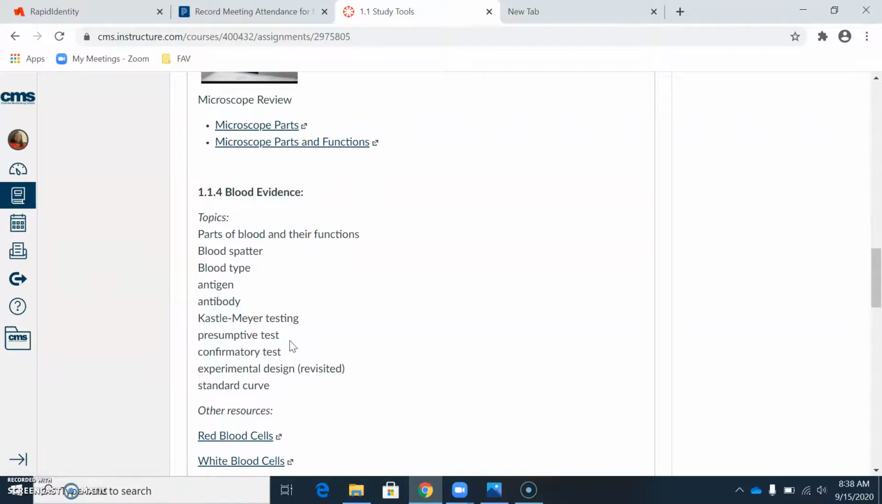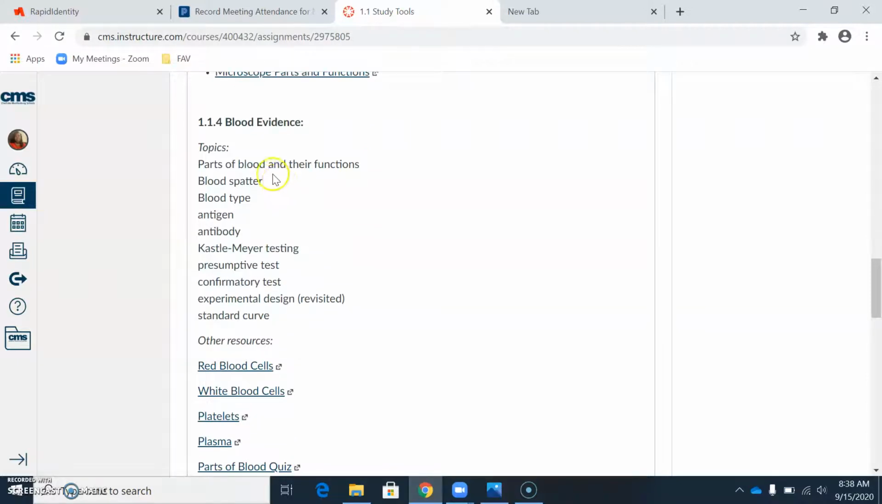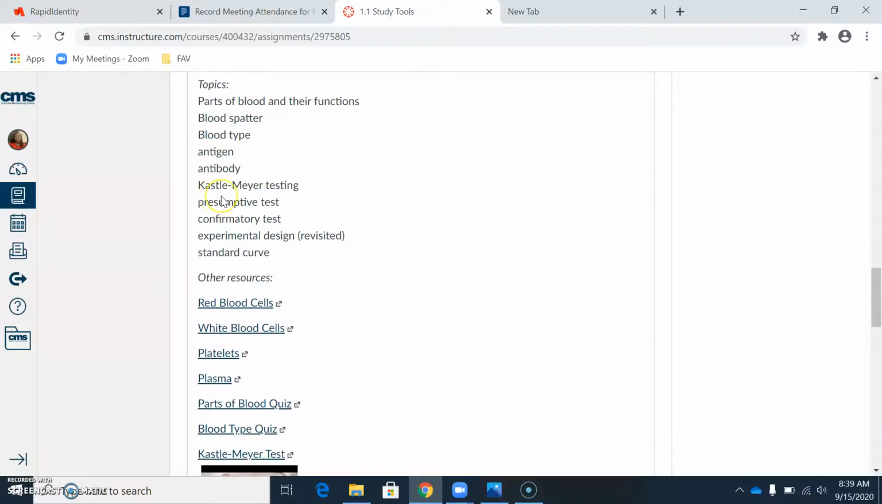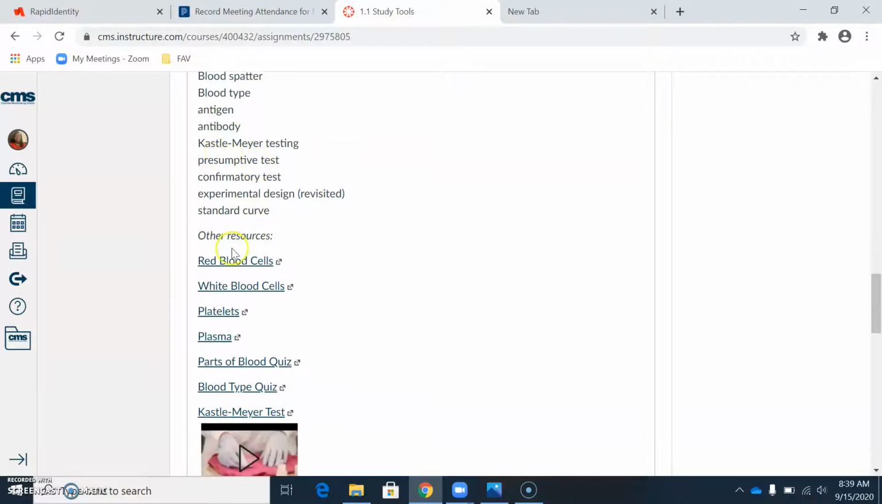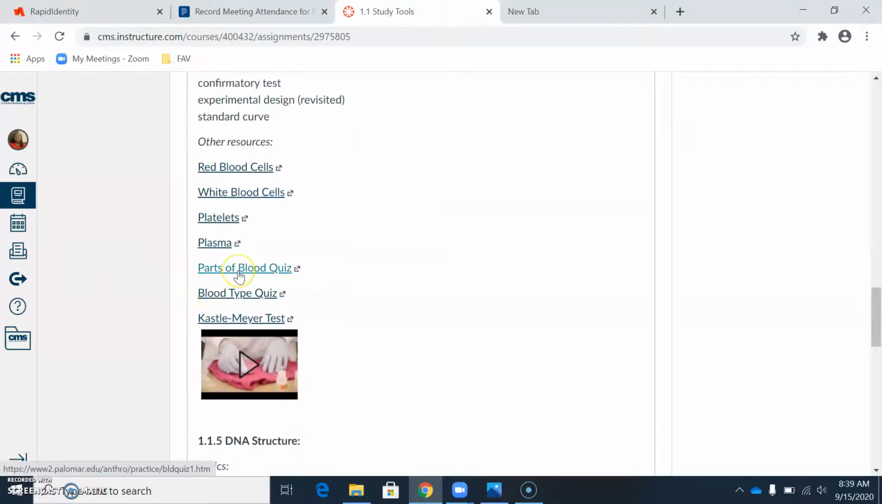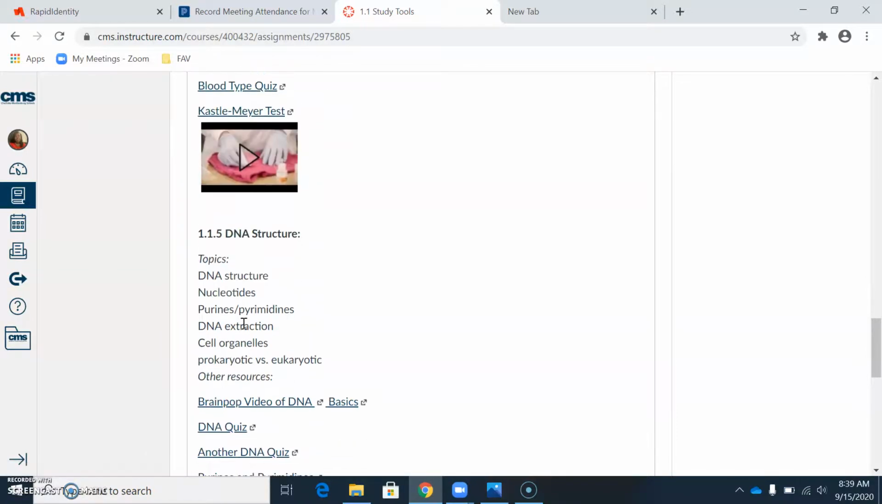1.1.4 covered blood evidence. So again, remember the parts of blood and their functions, blood spatter, different blood types, what an antigen and antibody are, the Kastle-Meyer testing we did, a presumptive and confirmatory test, things like that. You also have other information about red blood cells, white blood cells, platelets, plasma, parts of blood, and you can take a blood typing quiz. Again, there is information on the Kastle-Meyer test and all of that.